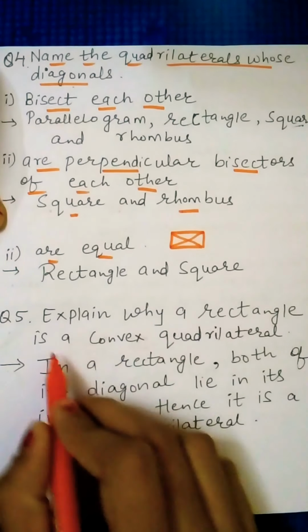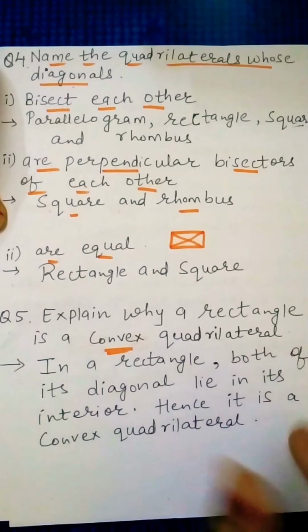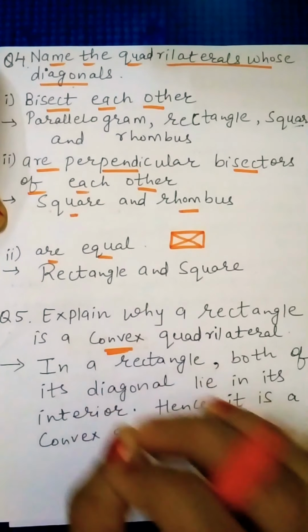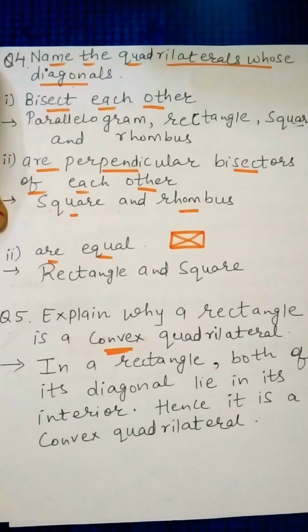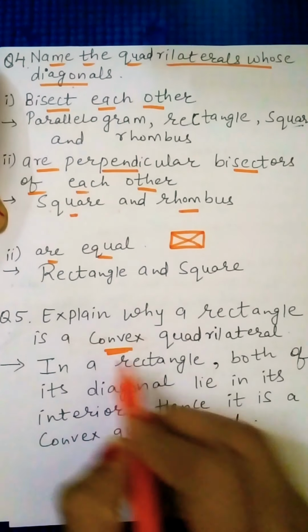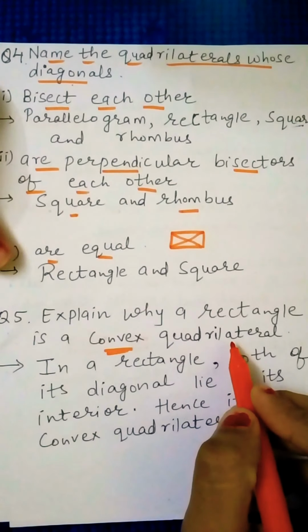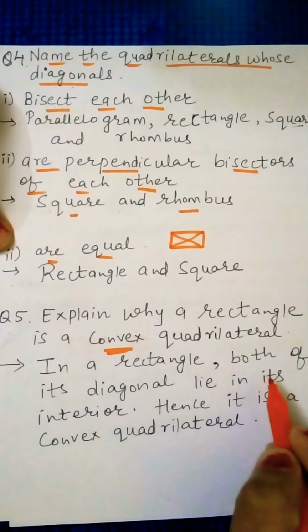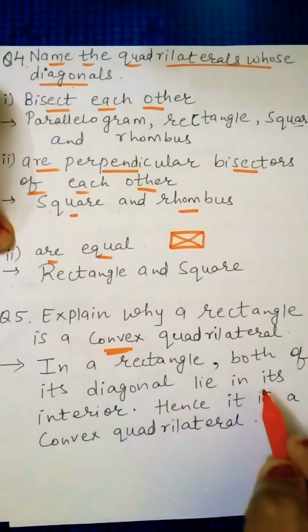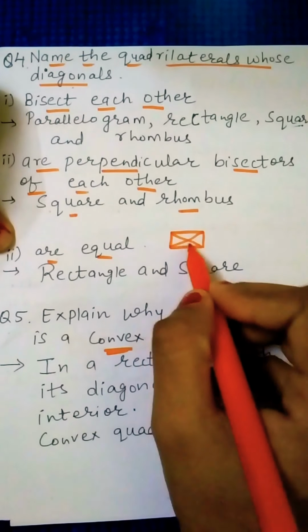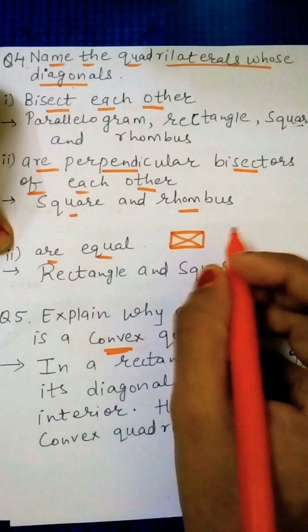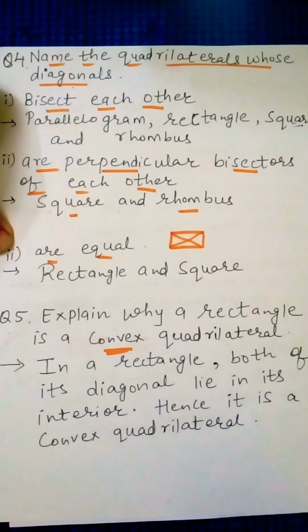Explain why a rectangle is a convex quadrilateral. Now we have seen the definition of convex and concave quadrilateral. Now we have to explain why rectangle is a convex quadrilateral. So in a rectangle, both of its diagonals lie in the interior part. We know that whenever we draw a rectangle, suppose this is a rectangle, both the diagonals are in the interior part. Hence it is a convex quadrilateral.